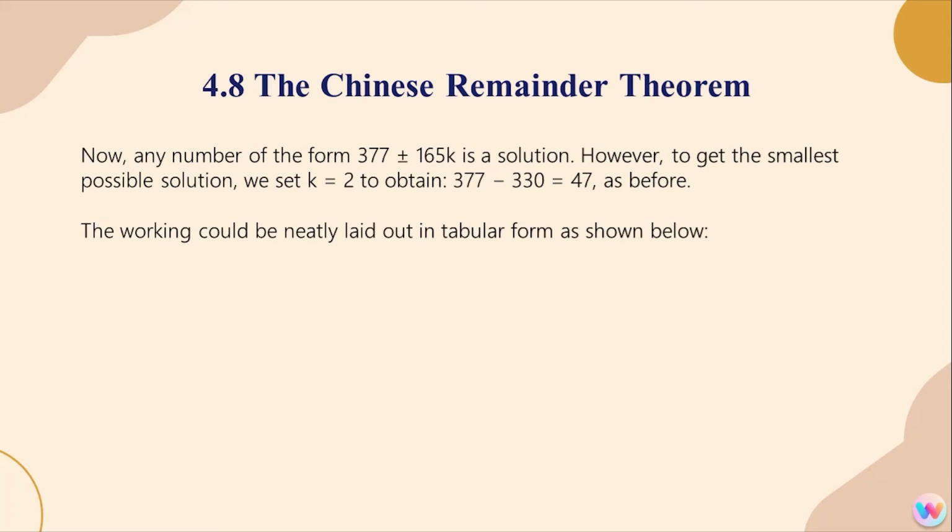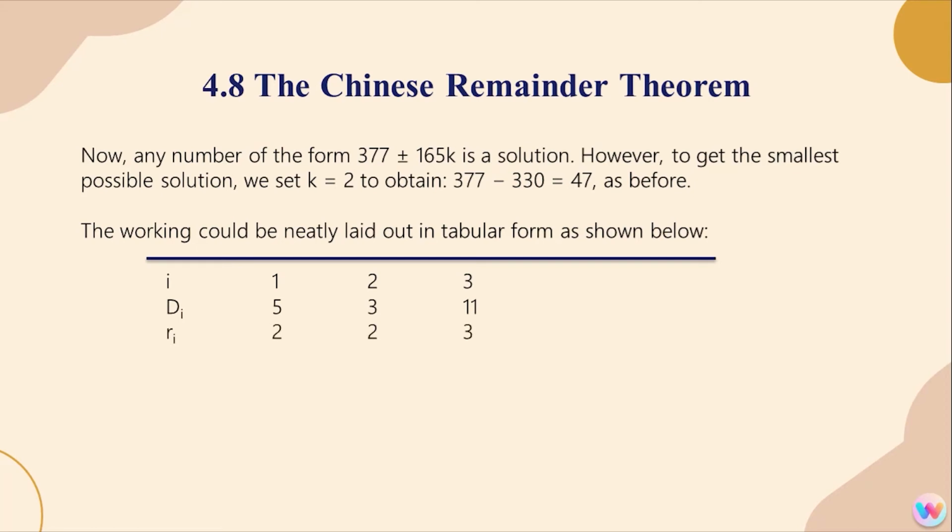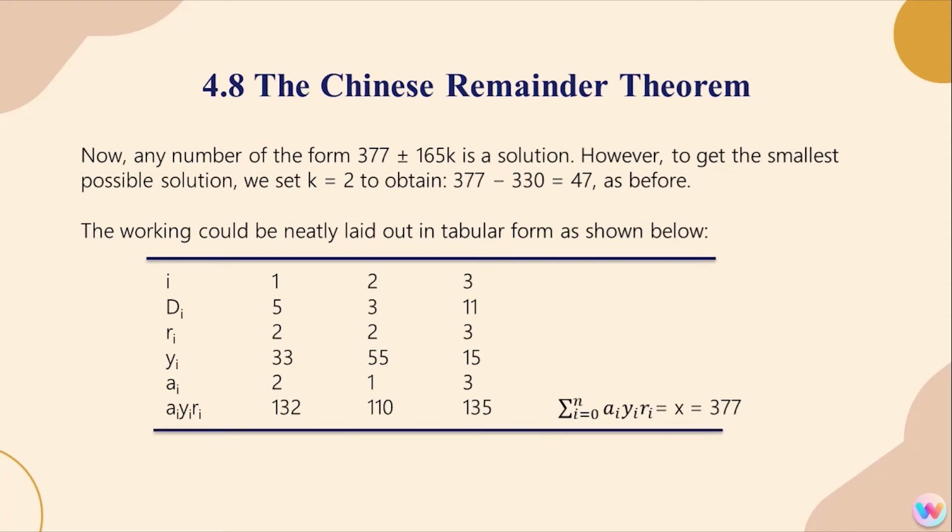The working could be neatly laid out in tabular form as shown below. We know that i is the index. We get the index from substituting 1, 2, and 3 into i. di is the divisor, ri is the remainder. We get di and ri from the statement in slide 1. yi is the result of d divided by di. ai is the number that, if multiplied by yi and then reduced by 1, can be divided by di. ai yi ri is the result of ai times yi times ri. We get yi, ai, and ai yi ri from slide 7.